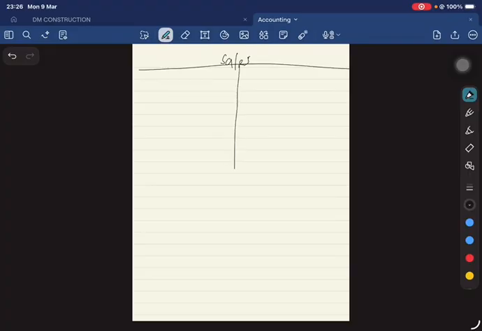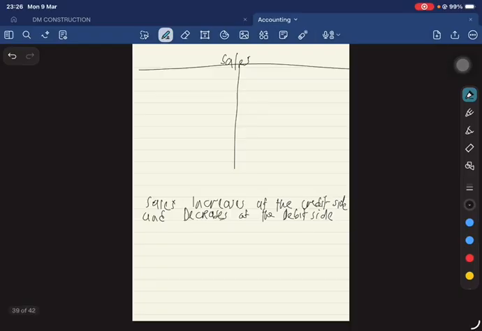So let's state the accounting rules. We say sales increases at the credit side and decreases at the debit side. So here, the left side of the sales account is the debit side, and the right side is the credit side.